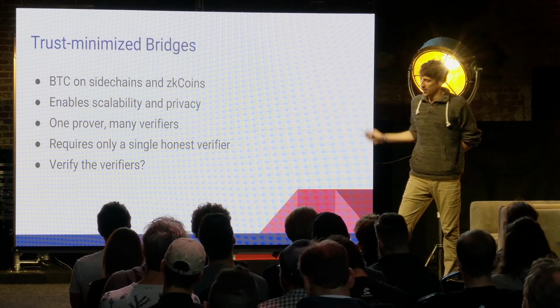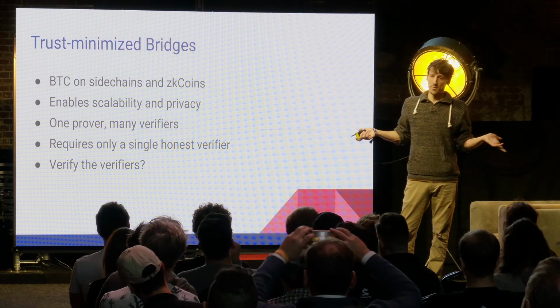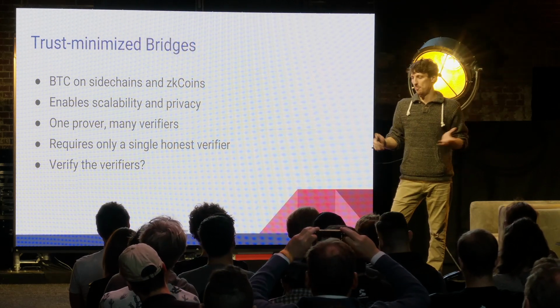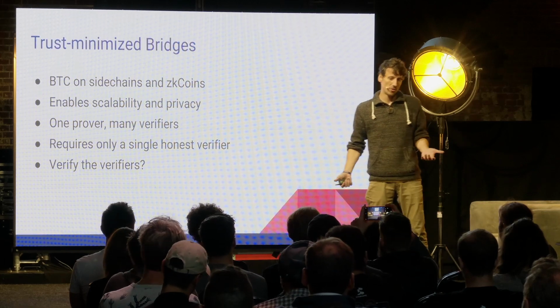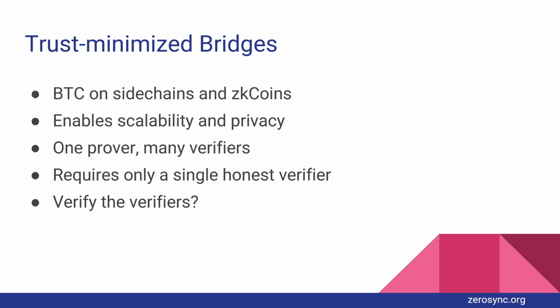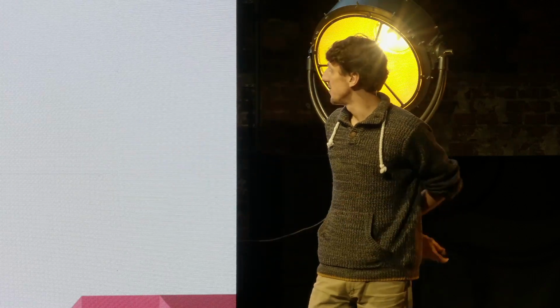The most awesome feature that is enabled by this so far is trust-minimized bridges. That's really what we want. We want to bridge Bitcoin to more expressive or more feature-rich protocols, for example, ZK coins, such that we get better scalability or perfect privacy and all these neat features. And we can minimize trust in bridges by having one prover, but many verifiers. There's one prover and there could be 100 verifiers. And as long as a single verifier is honest, then we get both safety and liveness. So nobody will lose their money and nobody's money will get stuck. And that requires only a single honest verifier.